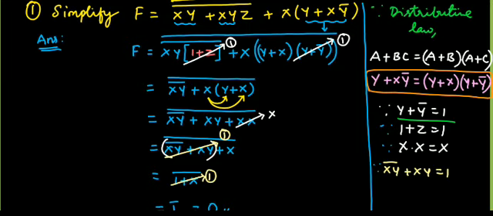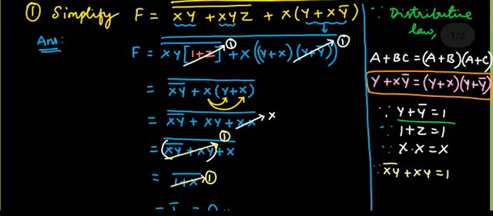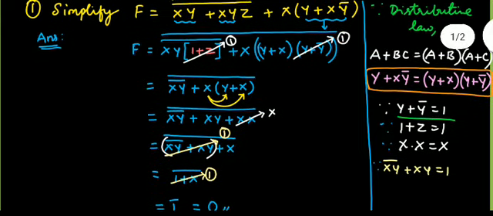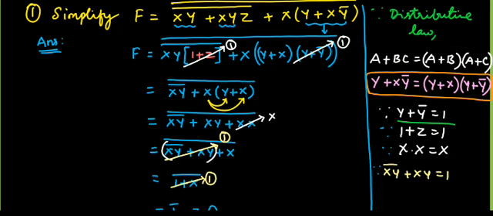Already I told you when I am taking the classes, distributive law is very important. Then we have to know De Morgan's theorem. De Morgan's first theorem and second theorem both we have to know. So for these simplification based problems, these are the prerequisites.